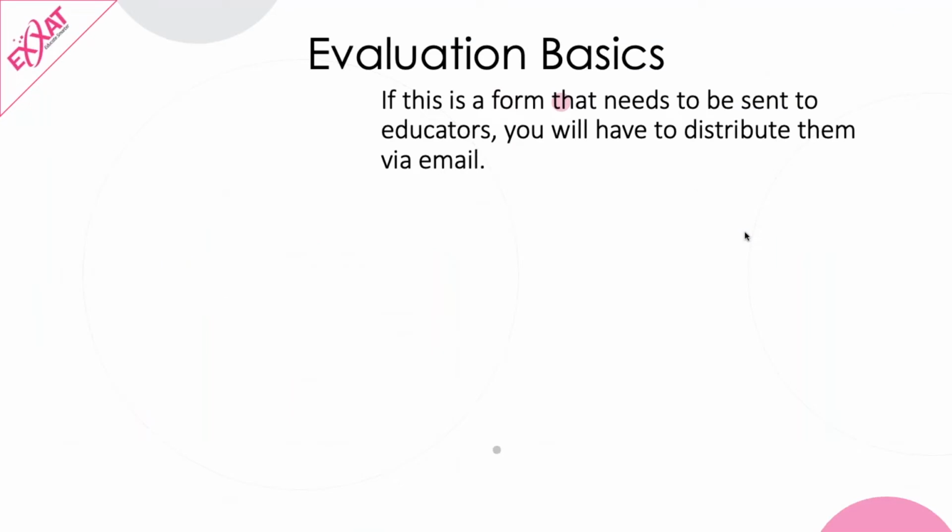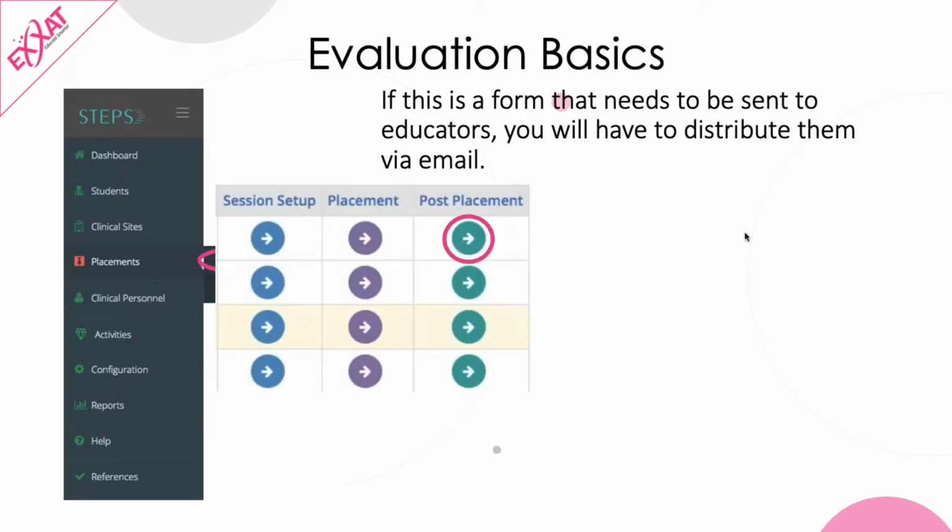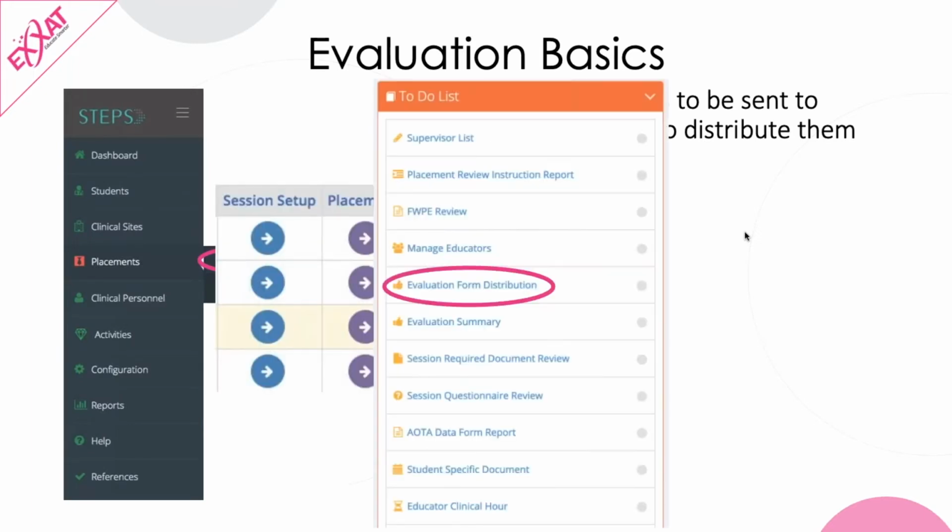All right, so next, once you have decided who all those people are that are going to receive evaluations, you'll want to actually distribute them through email. So once again, here you'll be going to Placements by Session and to the Post Placement section. Of course, if you're already there for doing Manage Educators, you could just go back one step. And then on your to-do list on the right, you're going to click Evaluation Form Distribution.